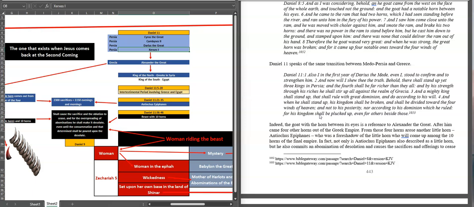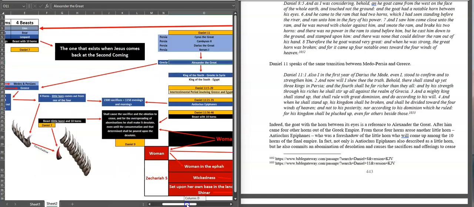And by his strength, through his riches, shall he stir up all against the realm of Grecia. And a mighty king shall stand up, Alexander the Great, that shall rule with great dominion, and do according to his will. And when he shall stand up, his kingdom shall be broken, shall be divided toward the four winds of heaven, and not to his posterity, nor according to his dominion which he ruled, for his kingdom shall be plucked up even for others besides those. So that's also talking about the same transition.